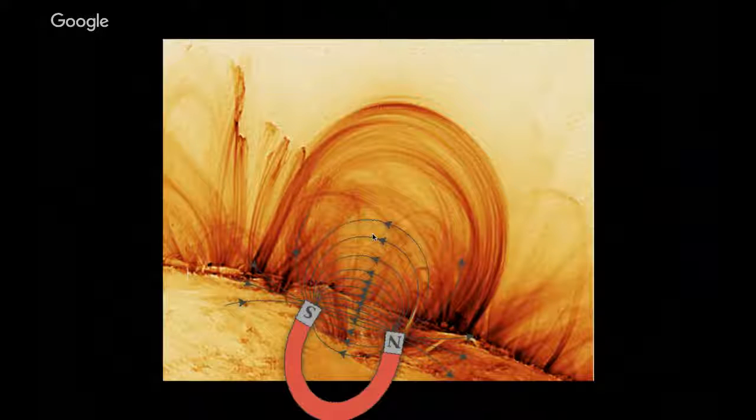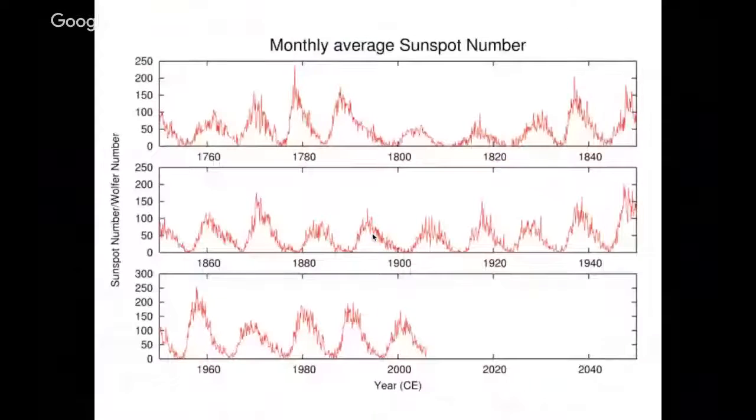Now, the next question is, does this change at all? Do we always have the same number of loops on the sun, or what's going on? And the answer is no, actually. It's very, very interesting. The number of sunspots on the sun goes up and down every 11 years.